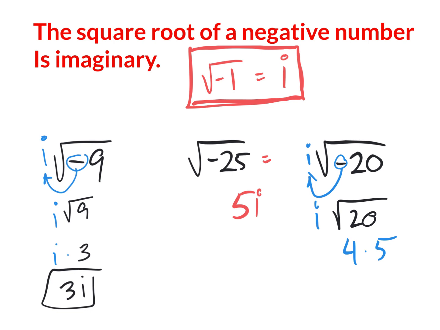4 and 5, 4 is a perfect square. So you bring down the I. Don't forget about the I. So when you split the root, you get the square root of 4, the square root of 5. The square root of 4 is 2, and you still need to multiply that by I. And you have the square root of 5 at the end. So your final answer will be 2I square root of 5.